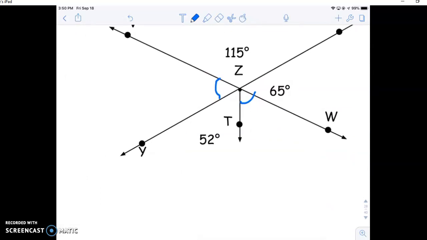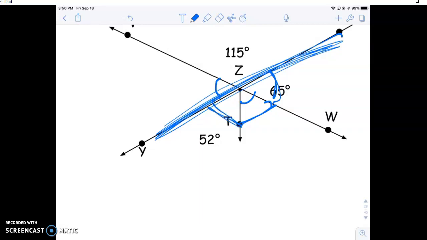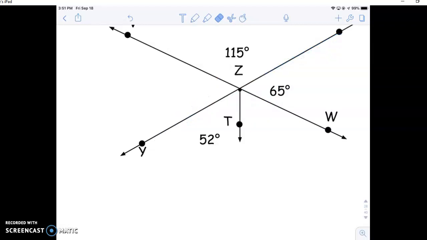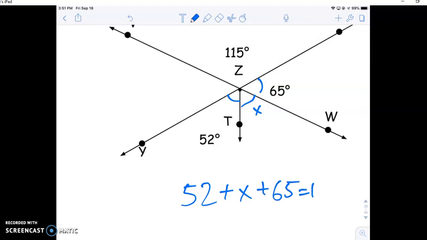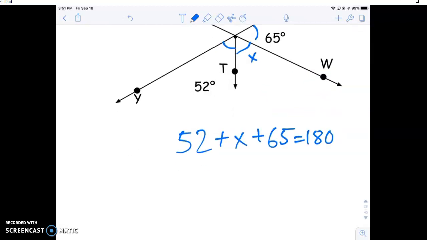If we look at a straight line here, this forms a straight line obviously right there. That means that this angle and this angle and this angle added up together would all equal 180, because all straight lines or linear pairs add up to 180 degrees. So this angle plus this would give us 180. So we can make an equation: 52 plus x, say x, plus 65 equals 180. If you did your algebra, you would figure out that that angle is 63 degrees.